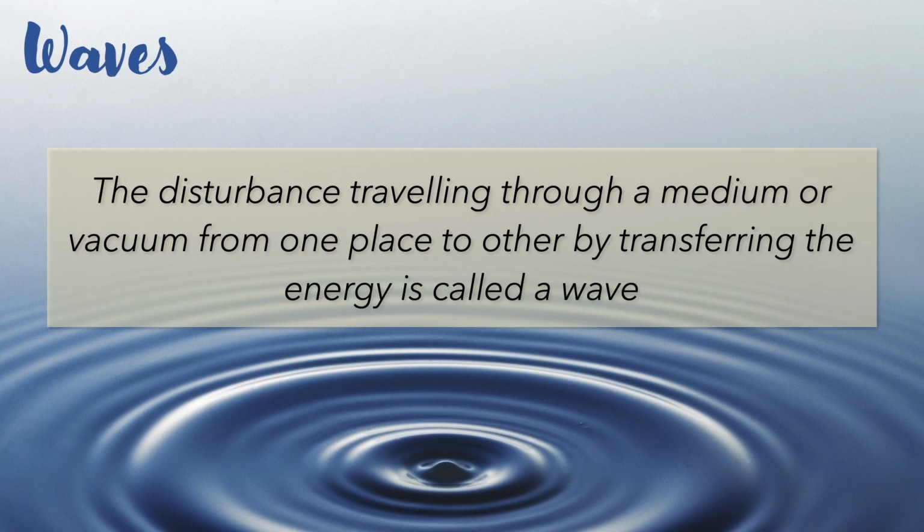First let's look at the definition of waves. A wave is actually a disturbance that travels through a medium, or in vacuum, meaning through a region without a medium, from one place to another by the transfer of energy. So this disturbance is called a wave.